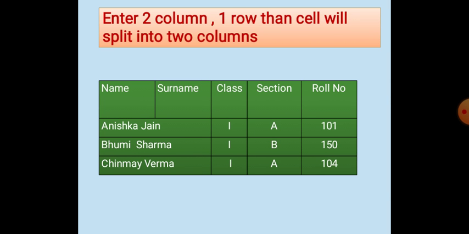And we will find that we have 2 columns and 1 row for it, and that is the reason there are a total of 5 cells in the first row. So, this way we can split the cells.